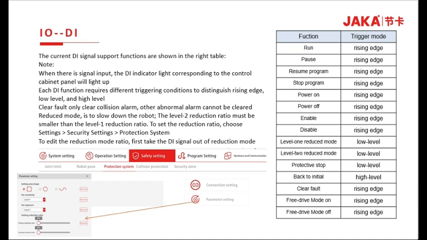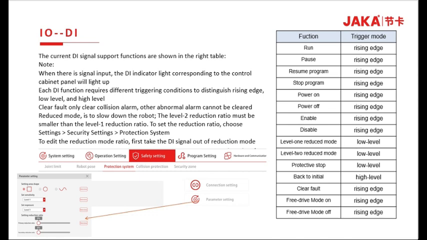The functions supported by DI signal are shown in a table on the right. When there is a signal input, the DI indicator light corresponding to the control cabinet panel will light up. Each DI function needs different trigger conditions to distinguish the rising edge, low level and the high level fault clearing function. DI can only clear collision alarms, but other abnormal alarms cannot be cleared.